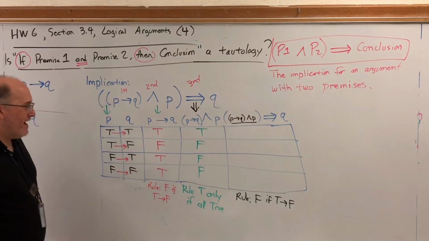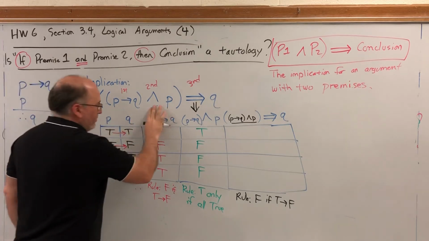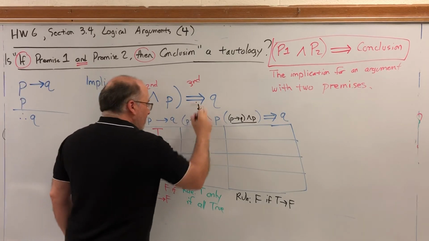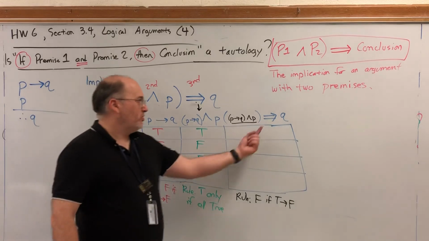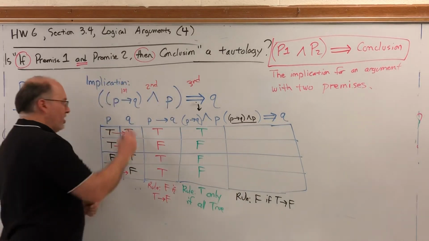Double arrow pointing to that column to distinguish it from these. In fact, I can just erase those green arrows. We're focusing on this column. That's what's on the left side of this implication. On the right side is just a Q. That's this column over here.